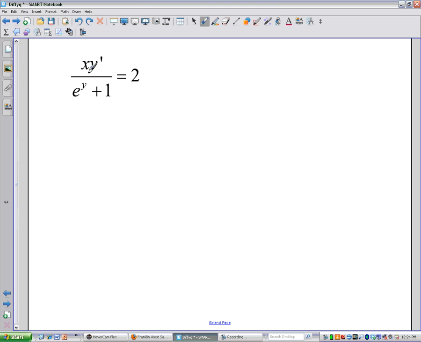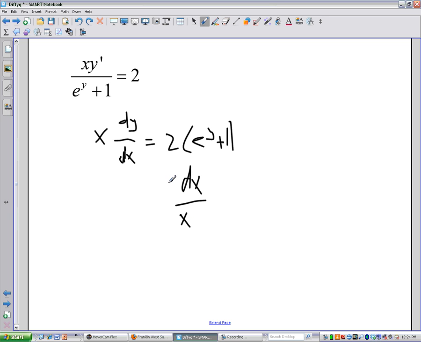A little bit more difficult problem, but we can do it. x y prime equals e to the y plus 1. So let's rewrite that as x dy/dx equals 2 times e to the y plus 1. Separating the variables, how am I going to do this? I think I need to get my y's back on this side, so I might have just multiplied in vain. Let's make this 2 dx over x equals dy over e to the y plus 1. Might work.